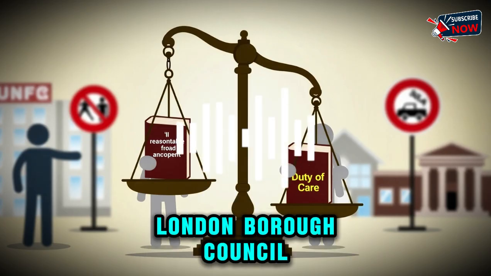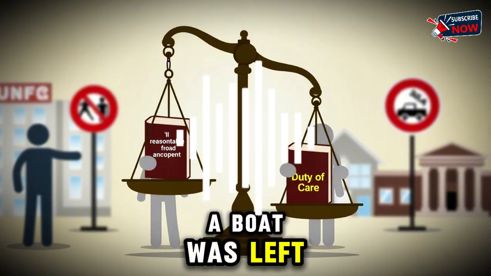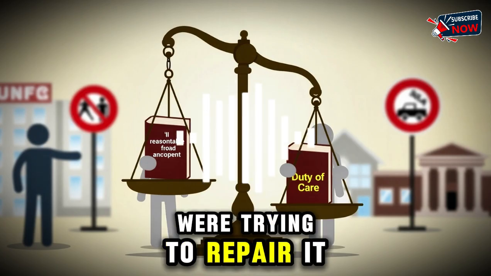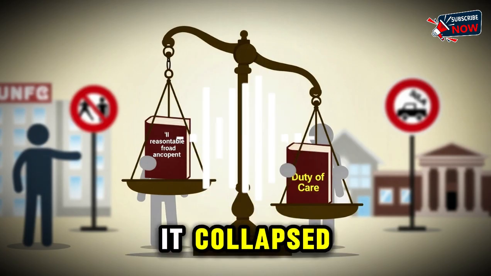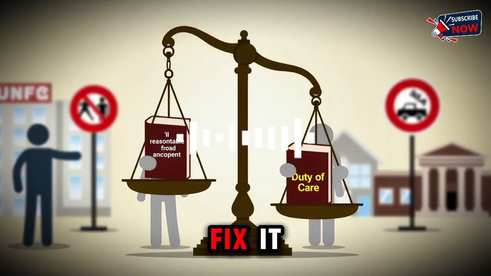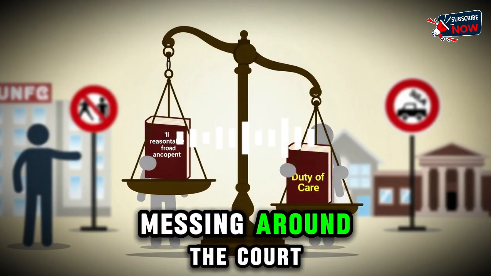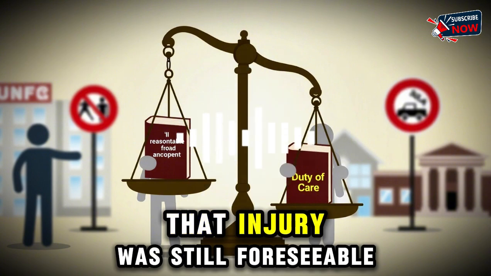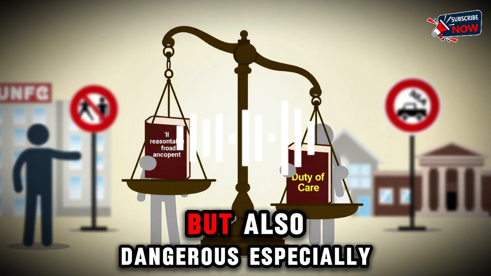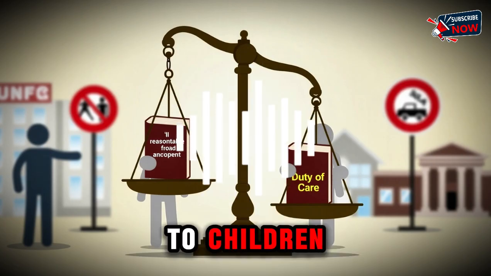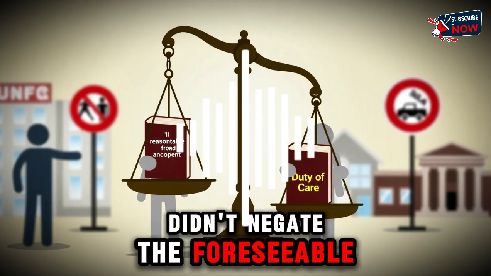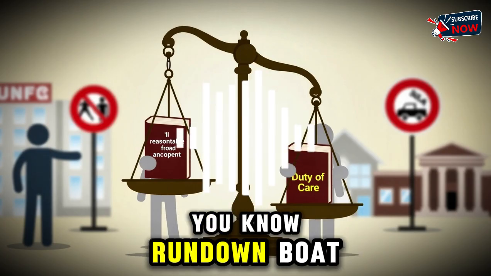Jolly v. Sutton London Borough Council. A boat was left abandoned on some council land. A group of teenagers were trying to repair it, and they were injured when it collapsed. And the court held the council liable. So even though the kids were trying to fix it and not just messing around, the court said, well, that injury was still foreseeable? Yeah, because the council knew the boat was attractive, but also dangerous, especially to children. So the specific activity, repairing it, didn't negate the foreseeable risk of harm from a rundown boat.